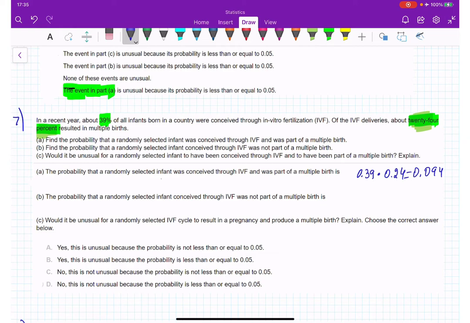Now, question B, the probability that a randomly selected infant conceived through IVF was not part of a multiple birth. So was not, meaning this is going to be a complement. What we're going to do, the multiple birth was 0.24, right? So one minus 0.24, it's not a multiple birth, so it's a complement. Minus 0.24 is going to be 0.76. This is B.